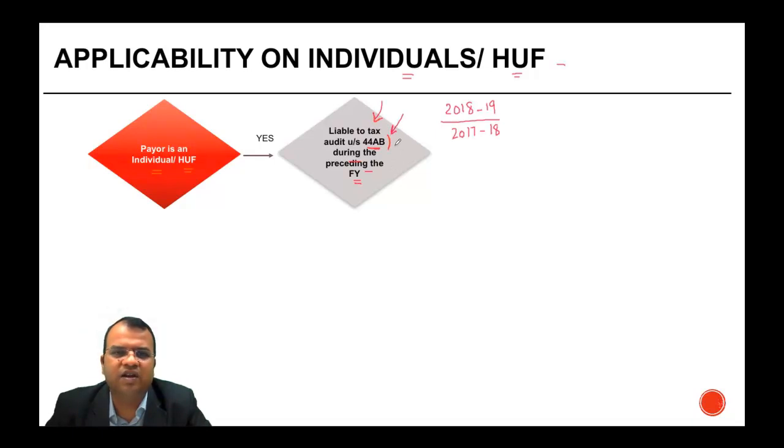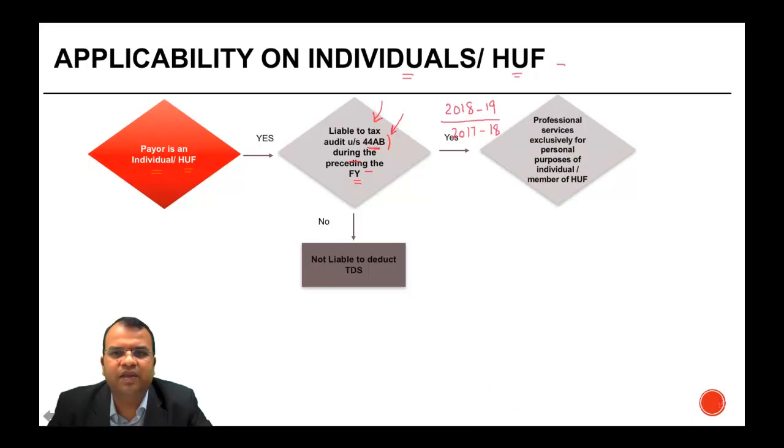44AB prescribes conditions under which a person may be liable to tax audit. Now, if the answer is no, which means that the individual or HUF is not liable to tax audit, then they do not have a liability to deduct TDS under Section 194J. But if the individual or HUF was liable for tax audit during the preceding year, then the additional question we need to ask is, are the services exclusively for personal purposes of the individual or the member of the HUF?